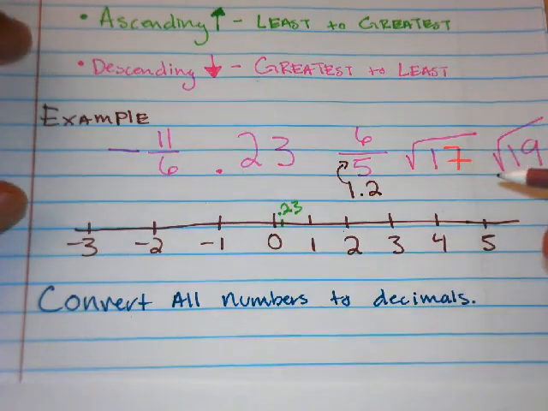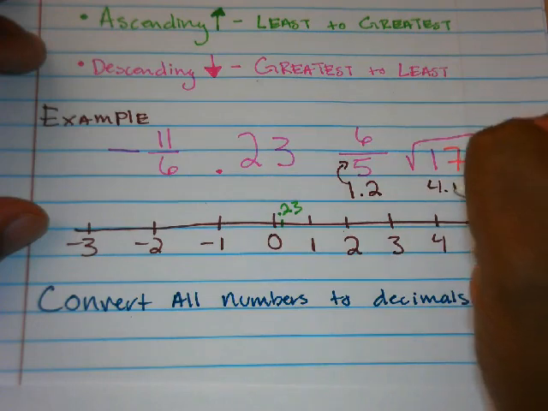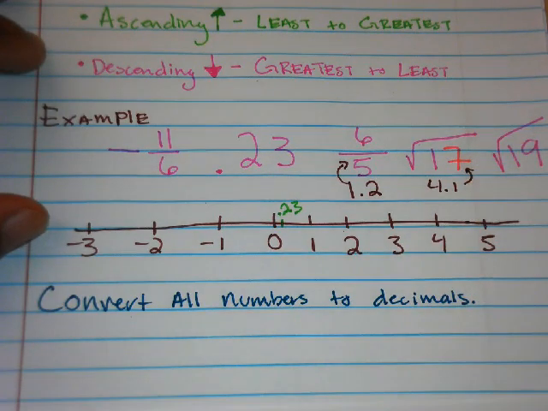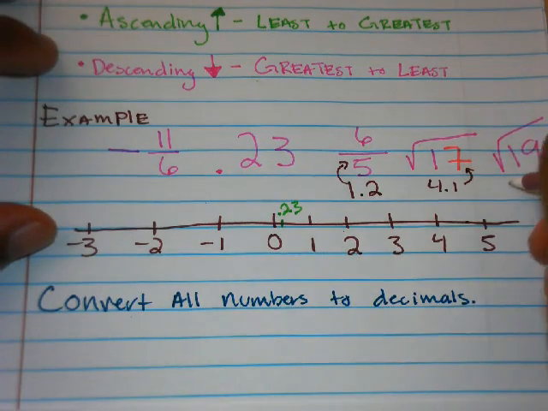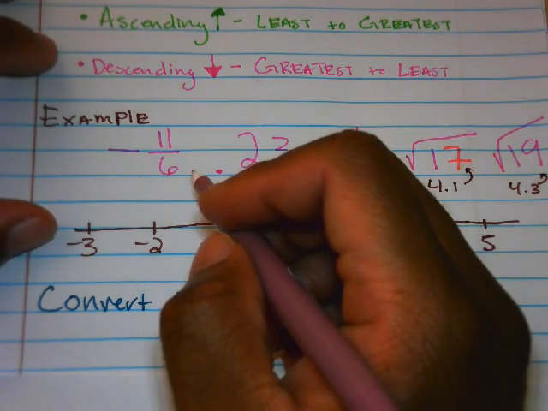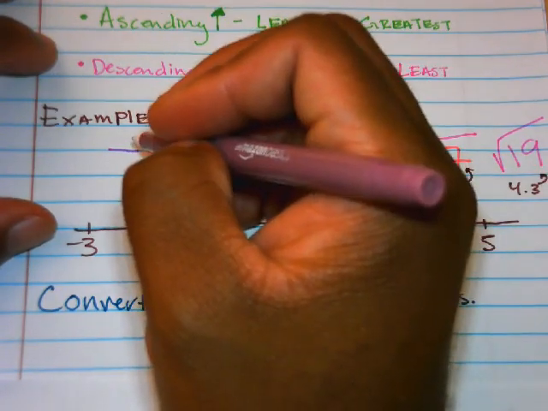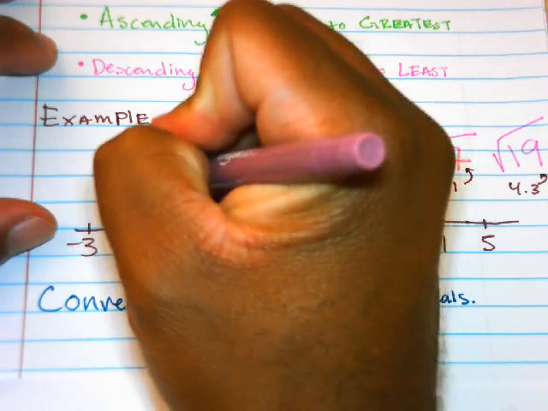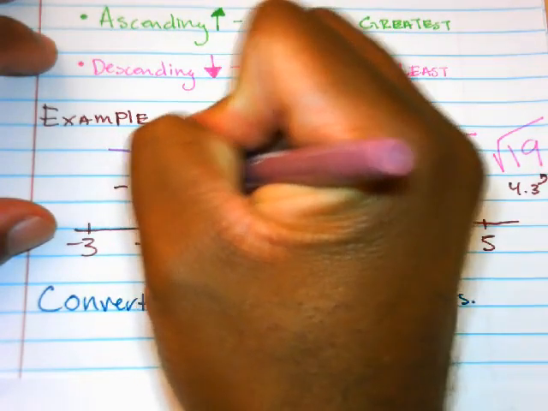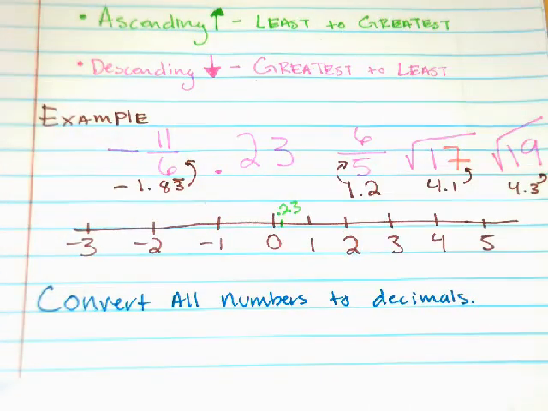And so if you get the square root of 17, you're going to get about 4.1. And then the square root of 19, you would get about 4.3. So you put that underneath there. And then if you take negative 11 over 6, you're going to get negative 1.83 repeating. So it's rational because it repeats. So you would get that, right?